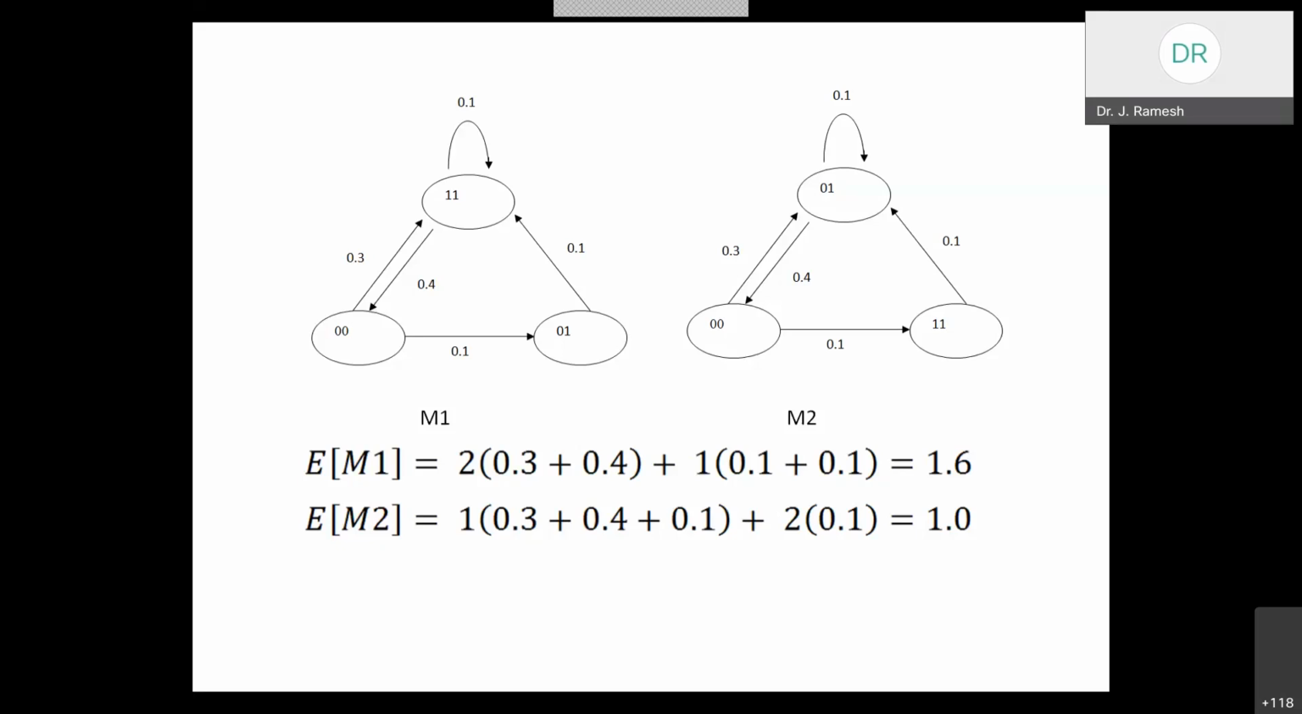And for the second machine, E of M2, now instead of having 1, 1, we have 0, 1.